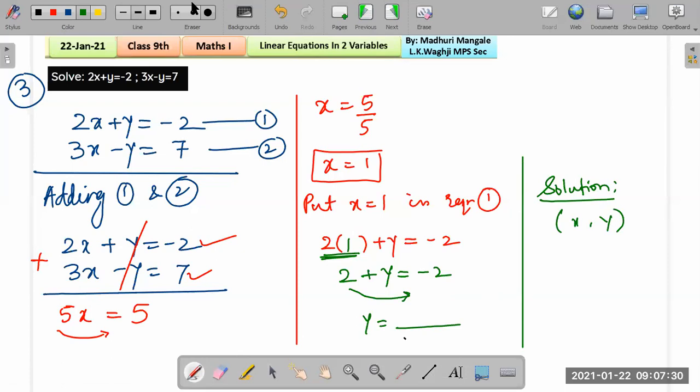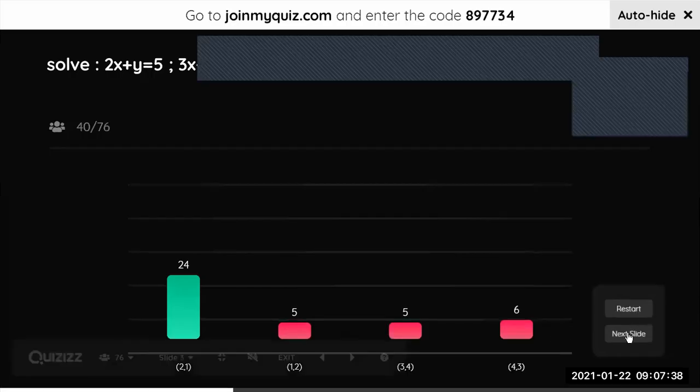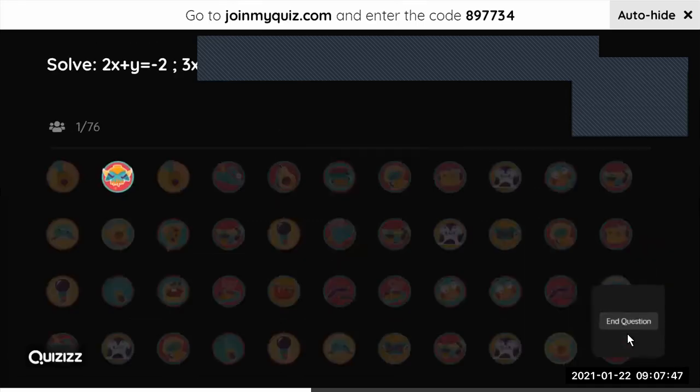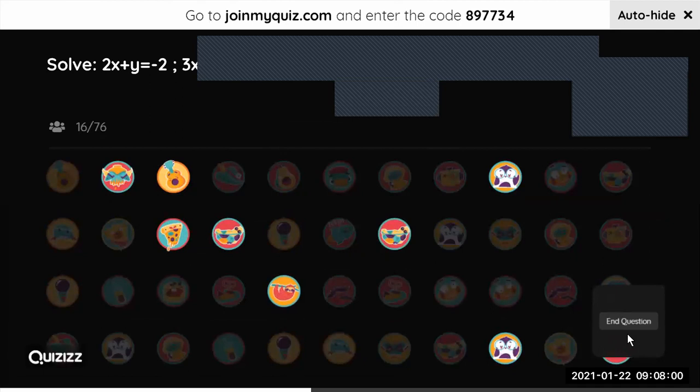Okay. Once you get the answer, you need to move to the quiz link. So move to the quiz link and there you should be able to see the question. So there you go. Enter in your options. Select the correct option. We got x equals to 1 and you need to check what is the value of y. Solving, you will get the answer in x comma y format. Enter in the correct value. Okay, select the correct option and click on submit.